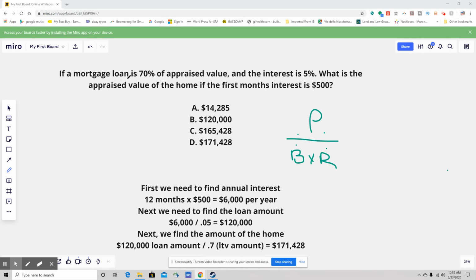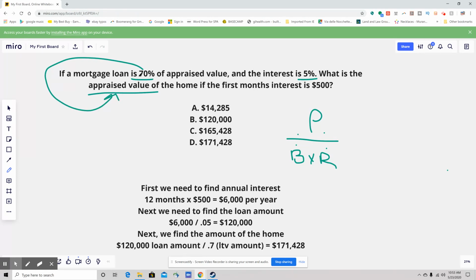So if a mortgage loan is 70% of the appraised value, okay, so we have a 70% loan to value, and the interest on that loan is 5%. Okay. What is the appraised value? So we're looking for the appraised value. So we're looking for that 70% of that.